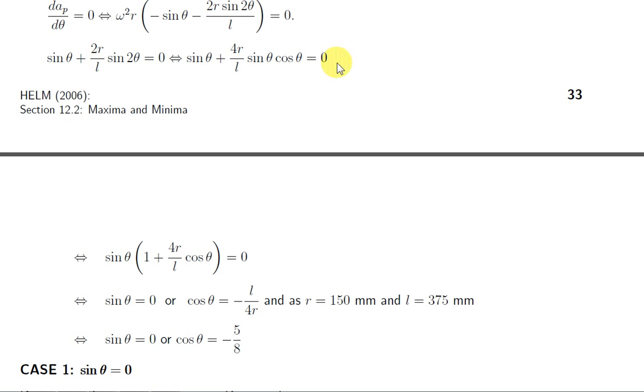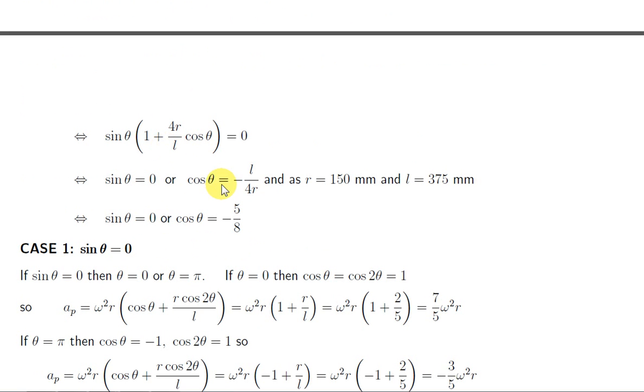We can factorize sine of theta out of this equation. So we have this product equal to 0. So we set each factor in turn equal to 0. We set sine theta equal to 0, and then we can set what's inside the bracket equal to 0. From the other equation we get cos theta equals minus L over 4r, and we plug in the given values for r and L. Let's consider the case where sine of theta is 0.